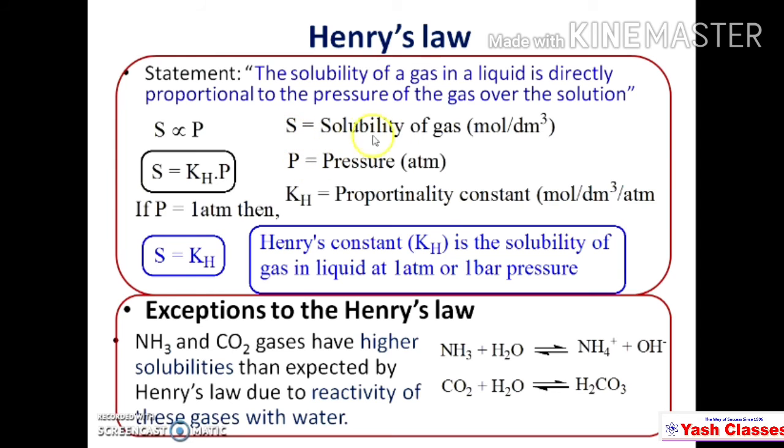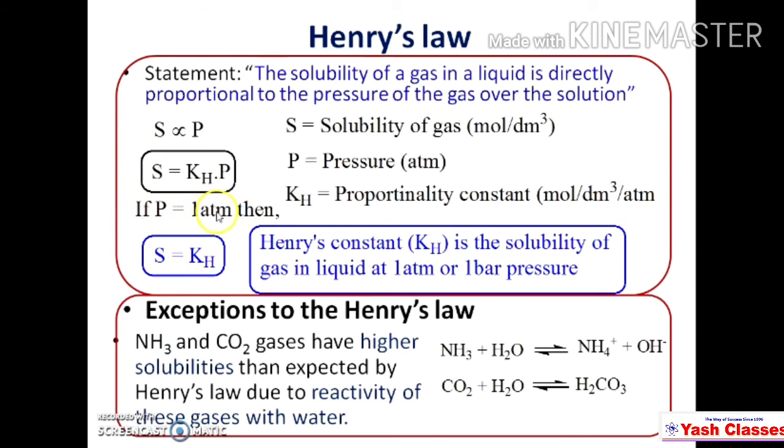Actually this pressure is in atmosphere or bar. So S is the solubility of gas, measured in mole per decimeter cube. Capital P is the pressure measured in atmosphere or bar, and KH is a proportionality constant or Henry's constant. Its unit is mole per decimeter cube per atmosphere.